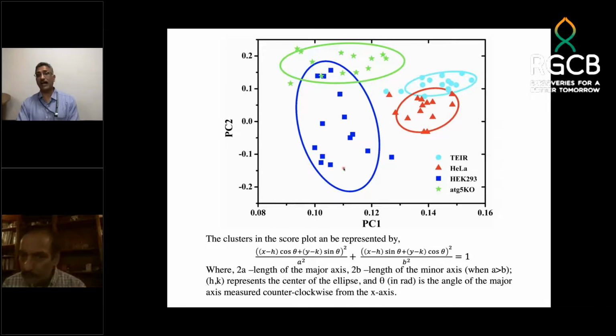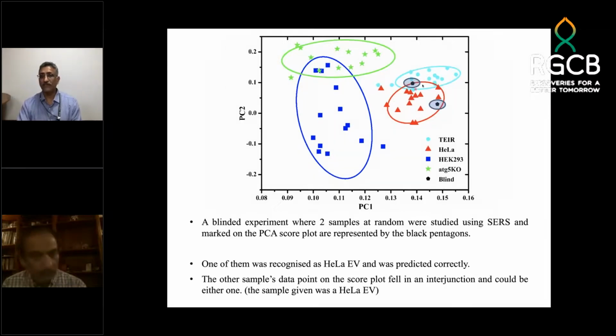Now you can even prove it: we were supplied an unknown sample, and we found that both of them were clustering around the HeLa cell. This was only a quick blind test, and later we found out that the supplied exosomes were from HeLa itself, so we could distinguish. So what I have shown you is that we can distinguish a cellular component and do a very quick analysis of that.